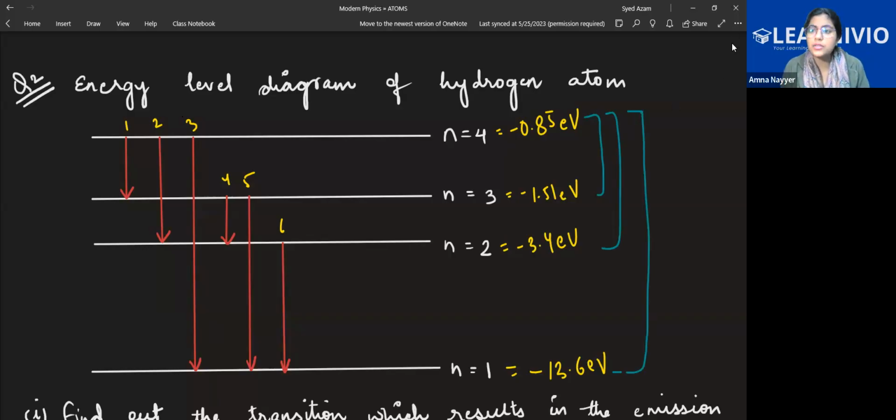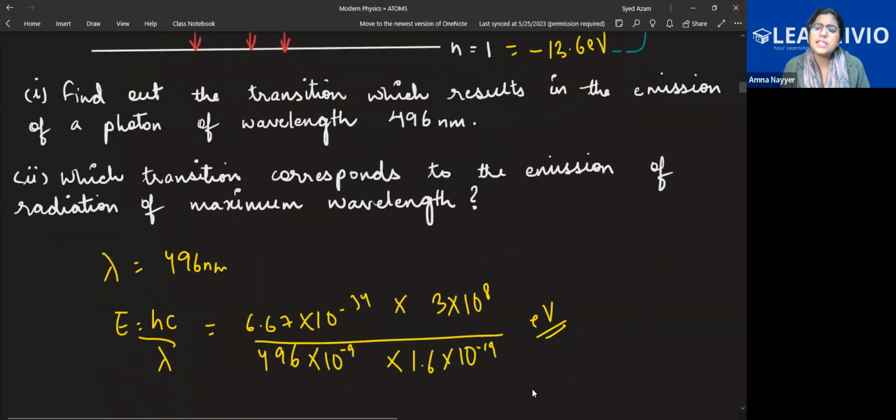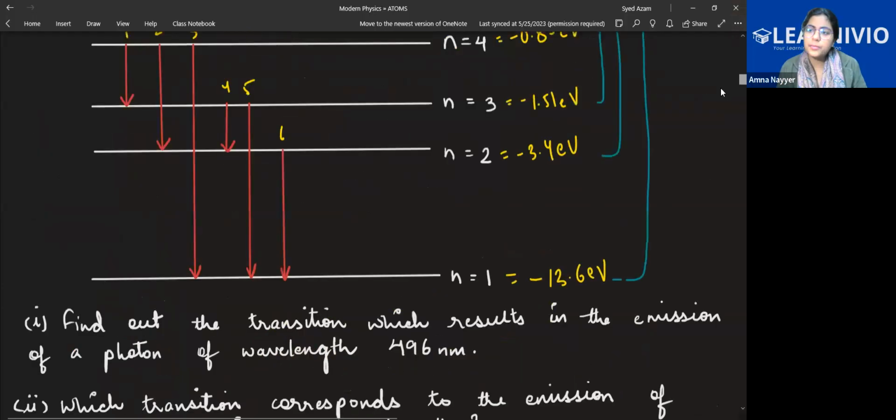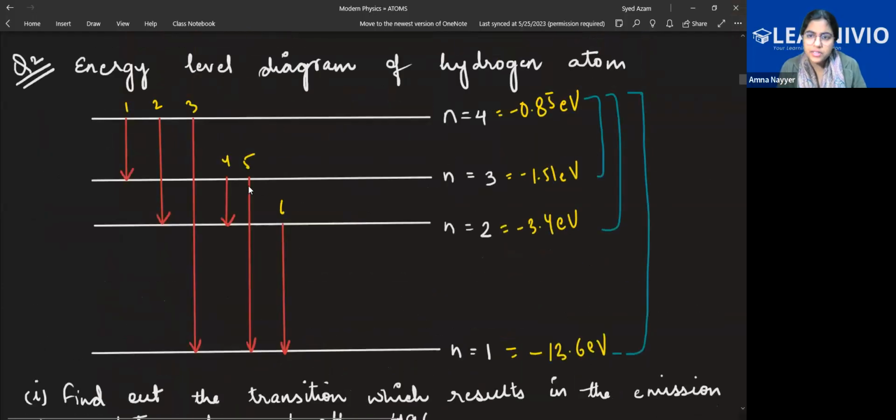I'll match which one is corresponding with my this value. Suppose this is, let's say, 5 electron volt. Just a random number I'm taking. And suppose here I'm taking all the differences, between 3 and 2, between 3 and 1, between 2 and 1, and all I have taken. Suppose 4 to 3, this is also 5 electron volt. So my answer will be the first transition. Have you understood the method for this question?